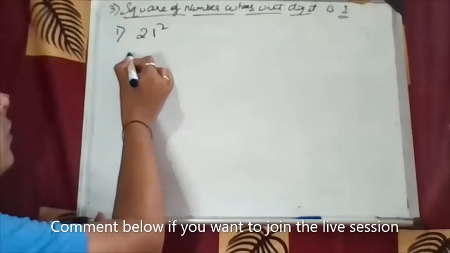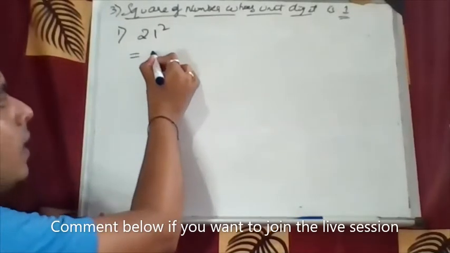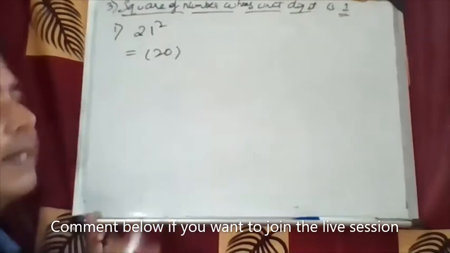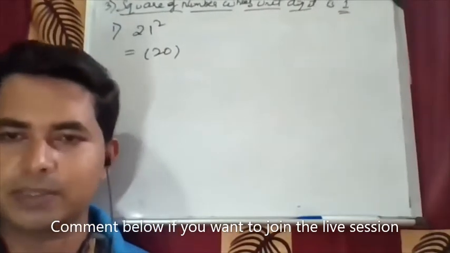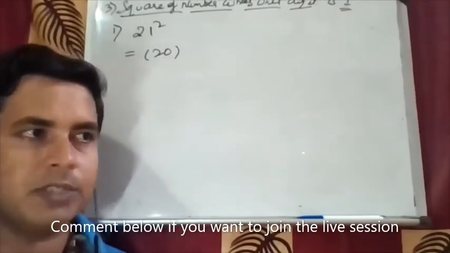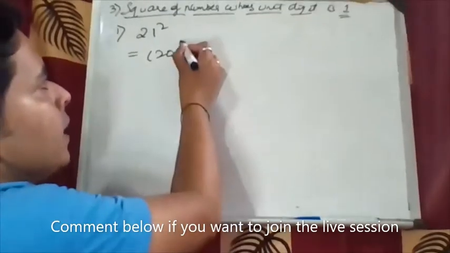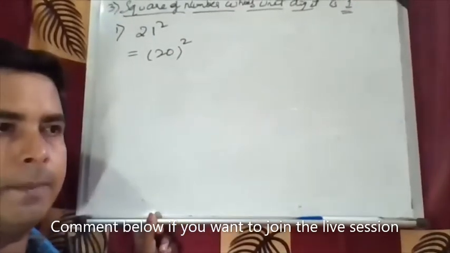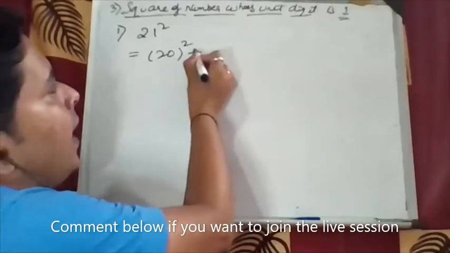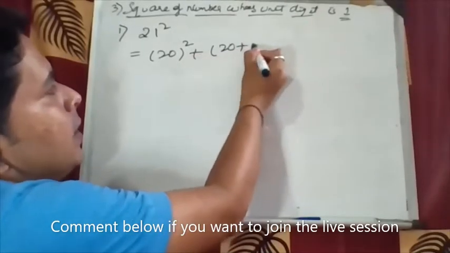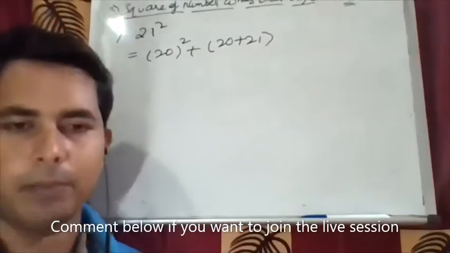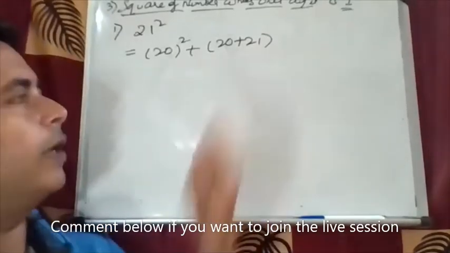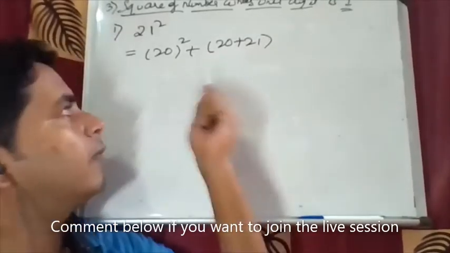Okay, so what will be the base number of 21 square? 20. The nearest number, or else the base number, is 20. So take 20 square, plus, again here, add the successive number and that number. So 20 and 21, base number and given number.